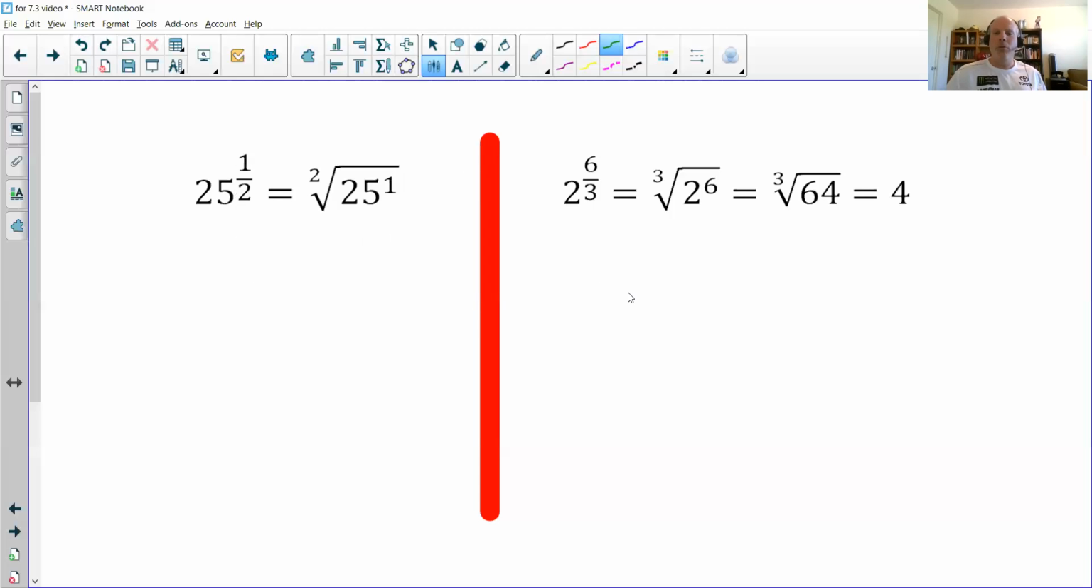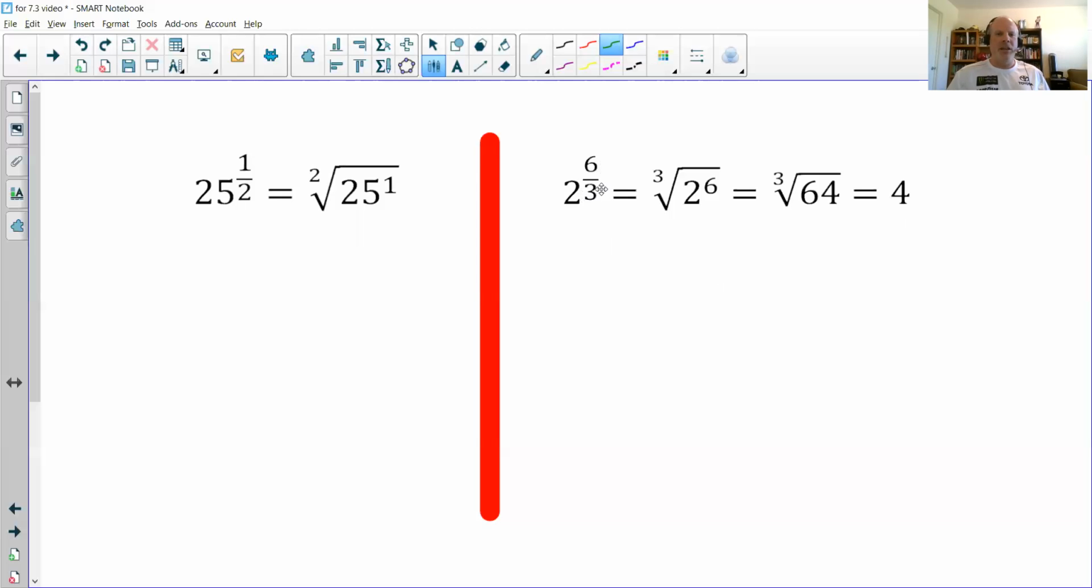2 to the power 6/3. Now 6/3 of course equals 2. So this should be just 2 squared, and we can see it is by looking at the answer. But let's take it step by step. 2 to the 6/3 power.